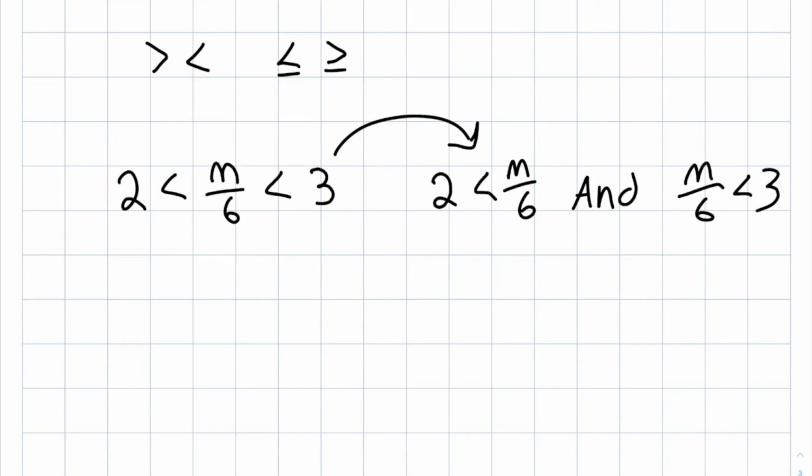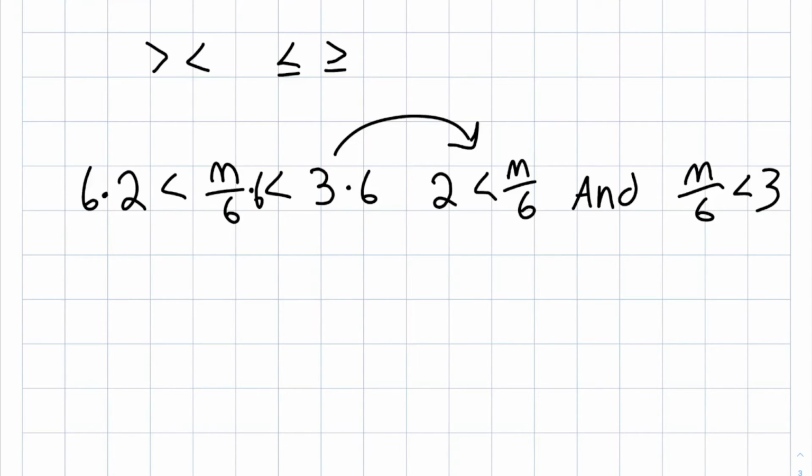So we treat these like equal signs, just like we do when there's only one of them. So anything we do to one side of the equal sign, we have to do to the other sides of the equal sign. So to undo this multiplication here to get m by itself, which is what we want, we need to multiply by 6. So we multiply by 6 over here, and we multiply by 6 over here.